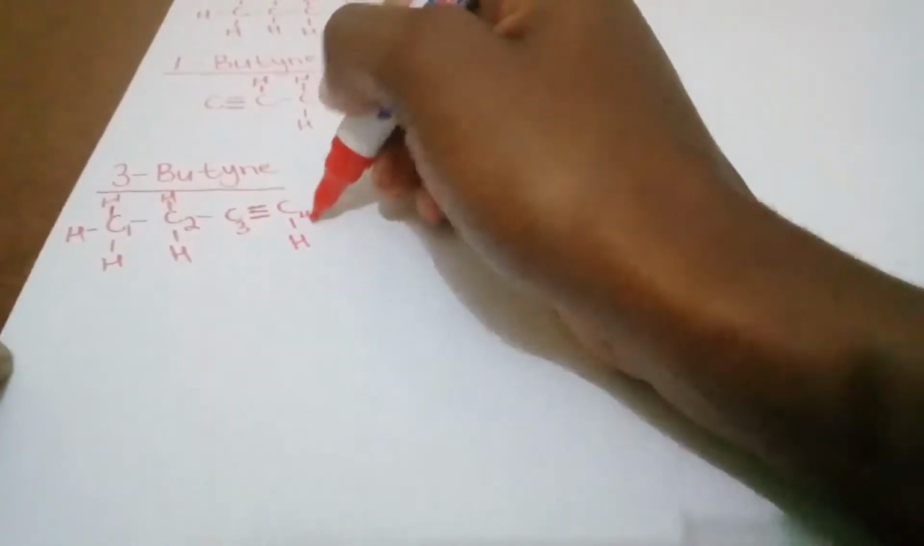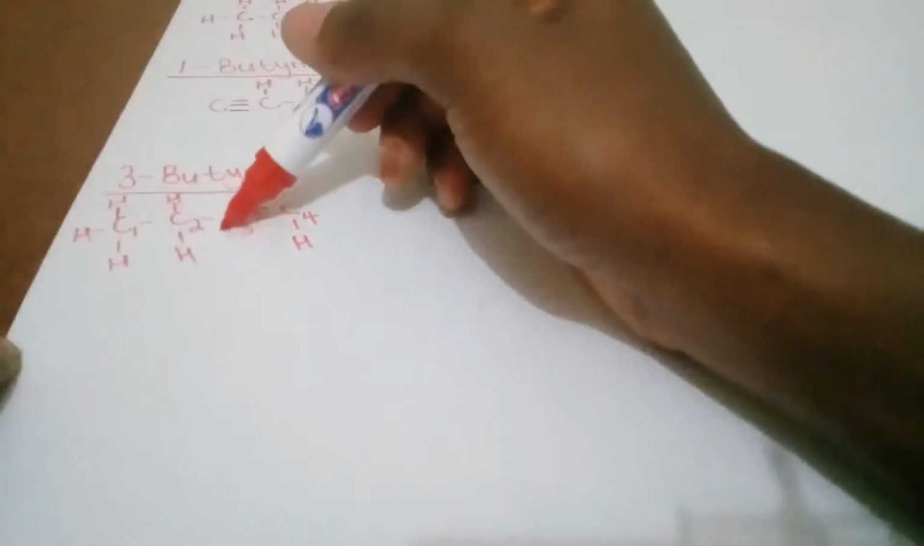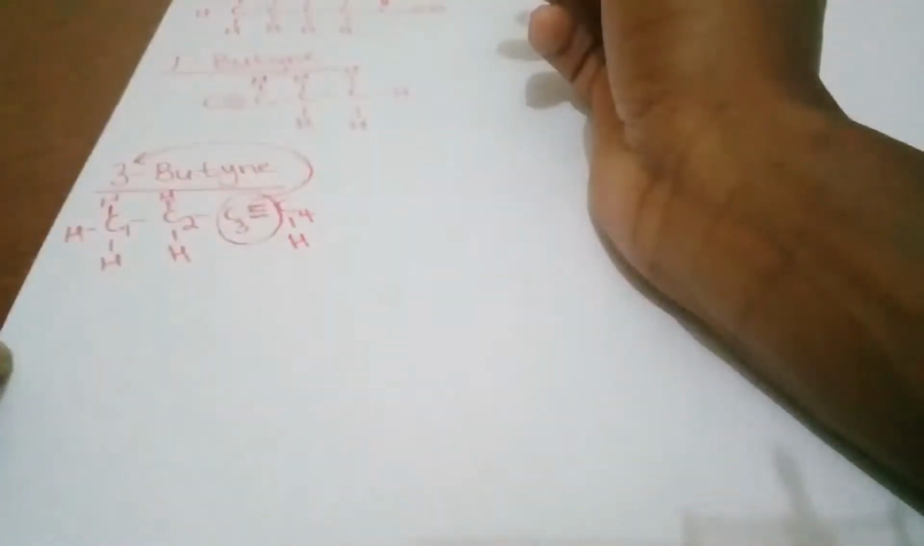So we have 1, 2, 3, 4 C atoms. On the third one, we have a triple bond. That's what is meant by this 3 there. I think you can see it there.